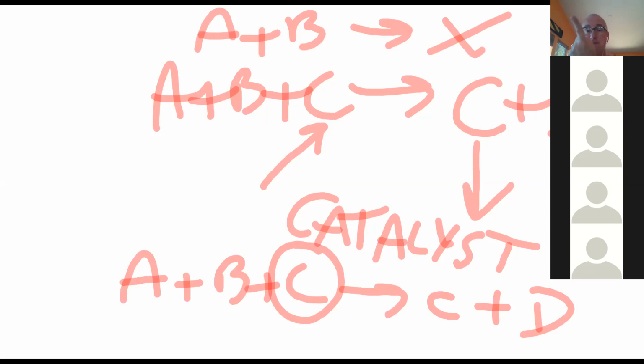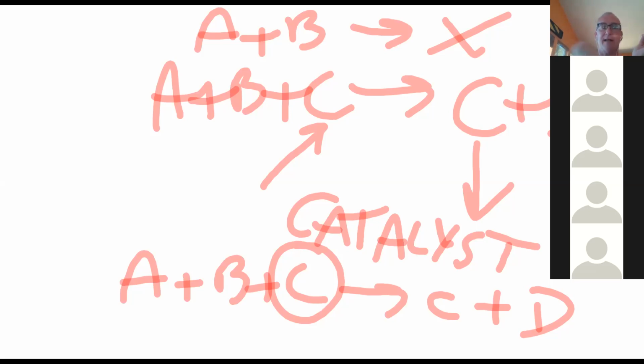It must be present for the reaction to take place, or really what it does is a catalyst just speeds up a reaction. The reaction will still take place, but it may take billions of years to happen. And in the presence of a catalyst, now it takes seconds. So it doesn't actually make the reaction happen where it wouldn't have. It just speeds it up tremendously.